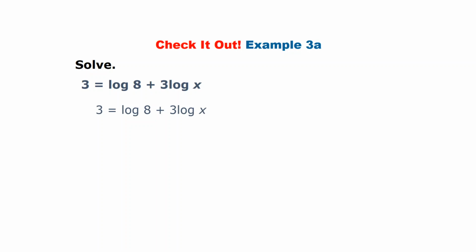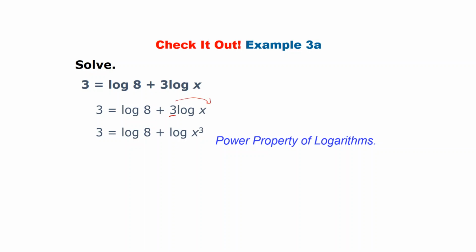All right, so the first thing we notice is that we have 3 equals log 8 plus 3 times log x. Let's use our power property of logarithms to get going with this. I'm going to go backwards and take this 3 log and bring it back to my exponent here. So I end up with log 8 plus log x to the third equals 3.